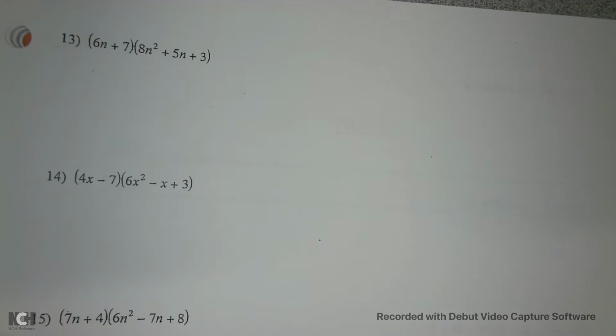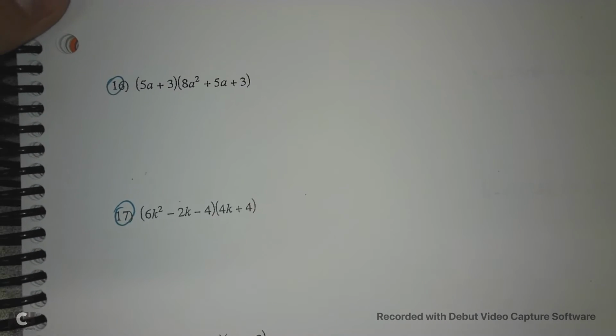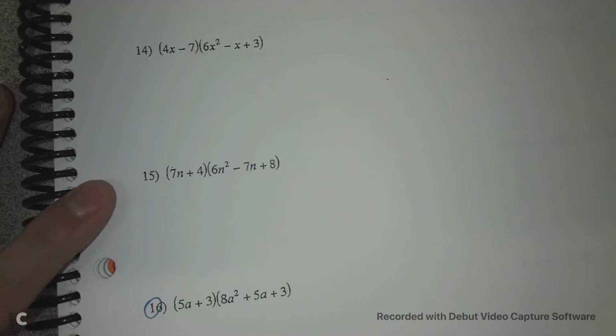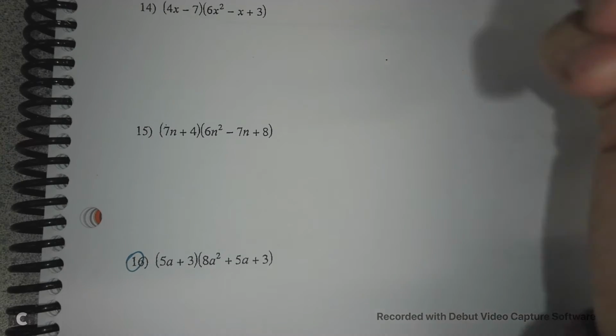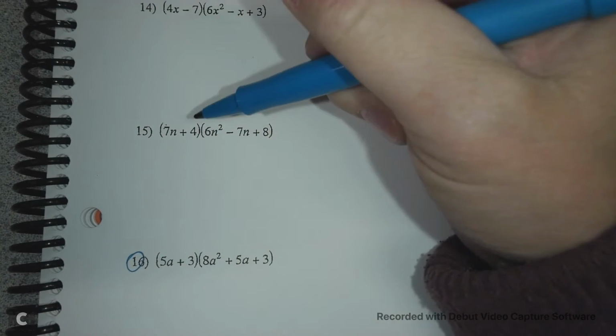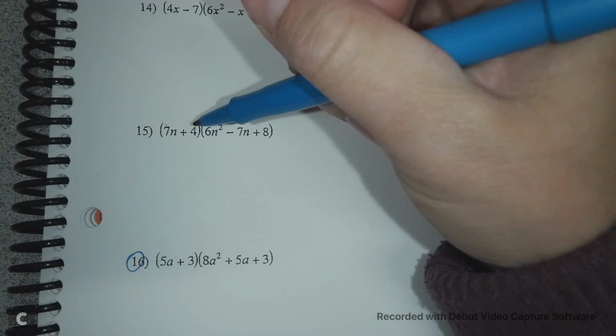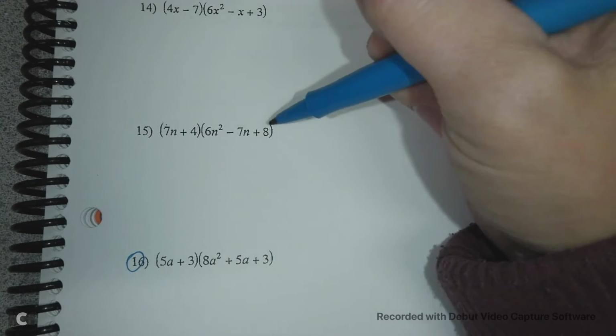Okay, let's do another one. We'll do 15. This guy is the same idea, but it's not a binomial. It's multiplying a binomial and a trinomial, so 2 and 3.